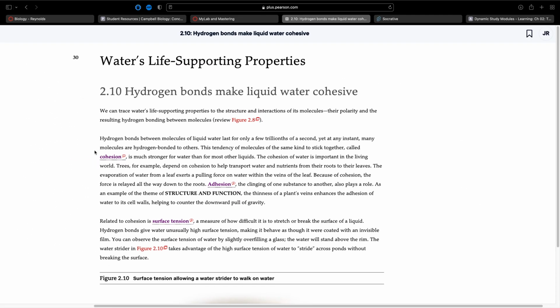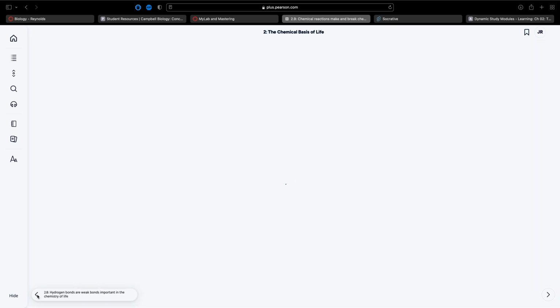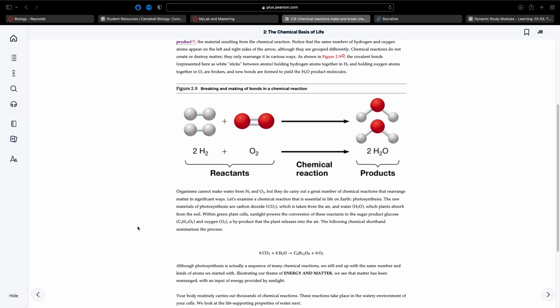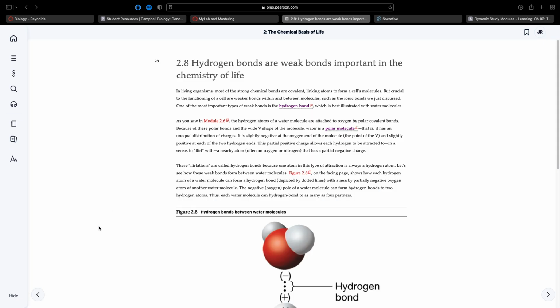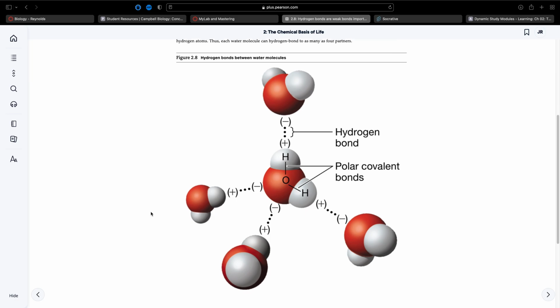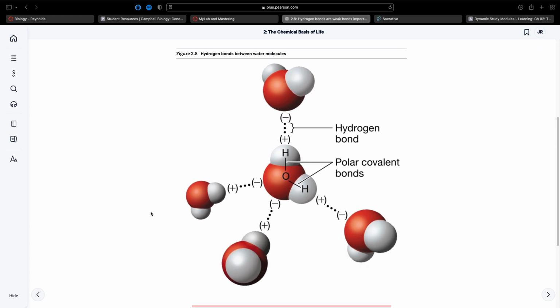I'm going to maybe even go back to another page where it had the molecule of water. Right here. This is section, what, 8? Yeah, 8. Hydrogen bonds. You need to know this for the quiz. There are two types of bonds in this picture. One is labeled as covalent bonds, and then the other a hydrogen bond. Let's start with covalent bonds.